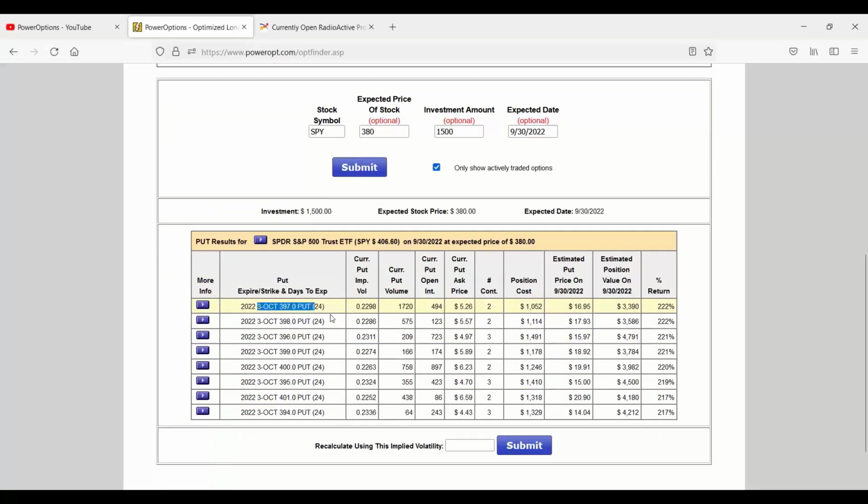And again, not surprising, the 3rd of October, 397 put at 526. We could buy 2 contracts. And if SPY dropped to 380, it would be worth about 1695. Does that make sense? Well, certainly it does, because it would essentially be 17 points in the money. So it'd be probably higher than this, probably 1710 actually in reality in those cases. And this would be a 222% return for that 20-point drop on SPY in the next 20 to 30 days.